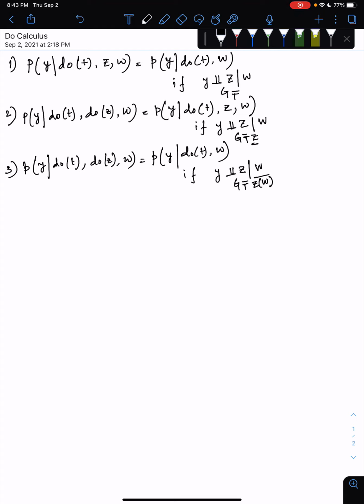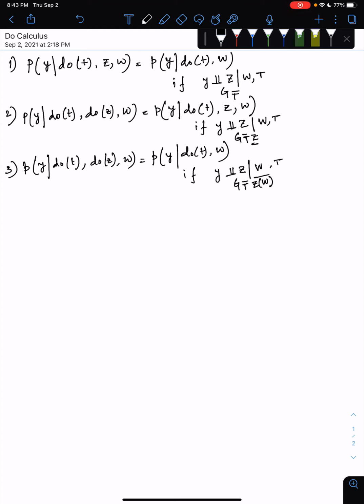Okay, so we are having this do t operator in each of these three rules. So this conditional independence will hold also. We have to include the t after this conditioning bar. So these are actually the three rules of do calculus. Now let's analyze them one by one.